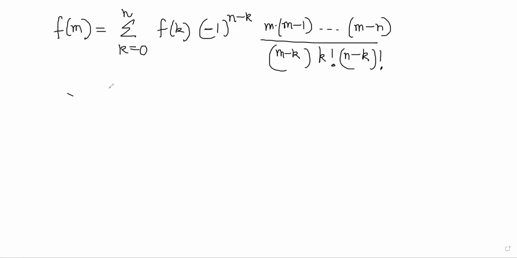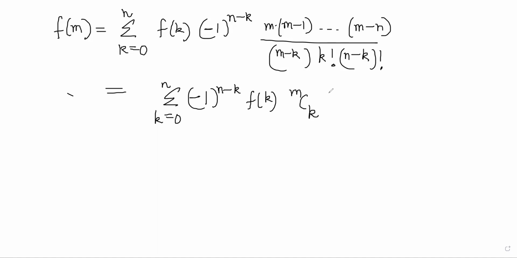You can try and prove this yourself. Try to find the summation here. You will get summation k goes from 0 to n, minus 1 power n minus k, f of k, m C k, and m minus k minus 1 C n minus k. This is what comes. I am skipping some steps. You have to work it out yourself.